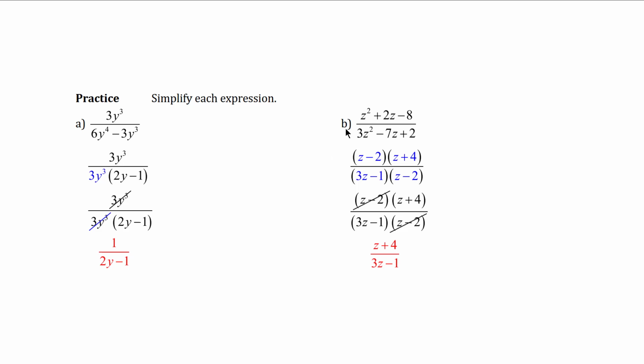Moving on to part B, we need to factor the numerator and the denominator. The result is parentheses z minus 2 times parentheses z plus 4 divided by parentheses 3z minus 1 times parentheses z minus 2. From here, we could cancel out the common factor of z minus 2 on the numerator and the denominator. The result is z plus 4 divided by 3z minus 1, which is our final answer.